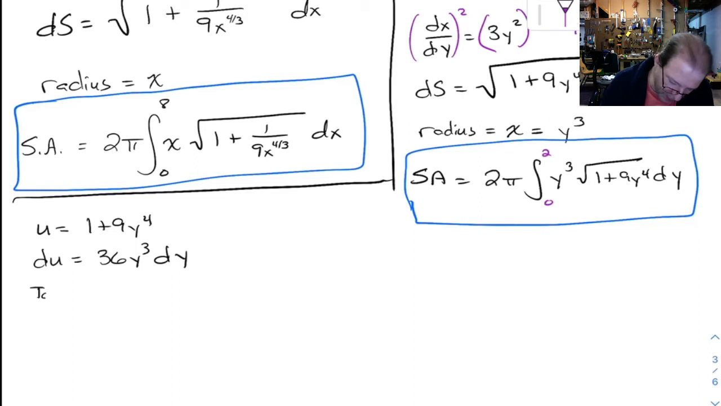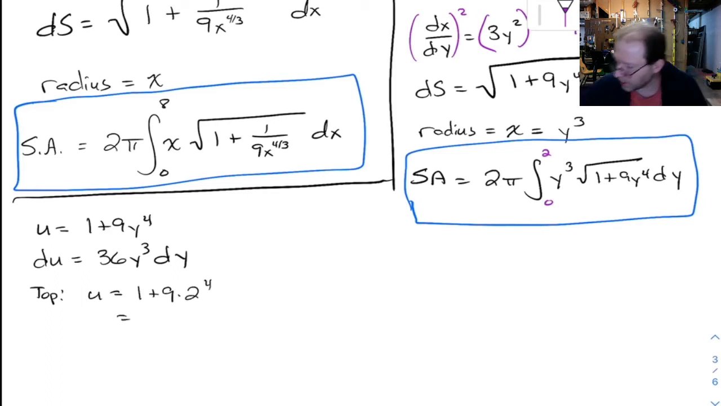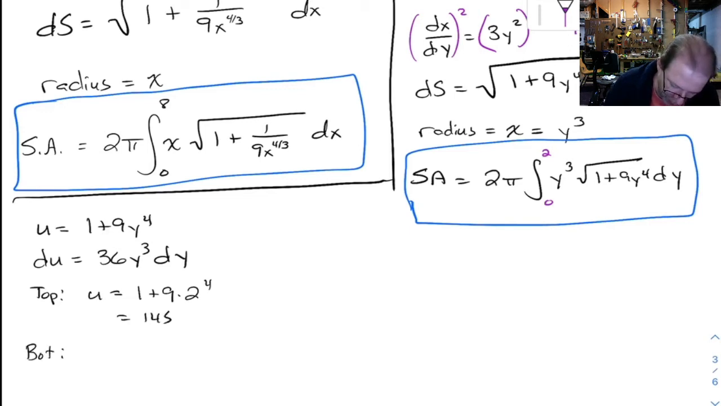And for my top number, the u that I get there is 1 plus 9 times 2 to the 4th. So what is that? I think that's 145. Let me double check it. 9 times 16 is 144. So yeah, 145. And on the bottom, the number we get is u equals 1 plus 9 times 0 to the 4th. Well, that one's easy. It's just 1.